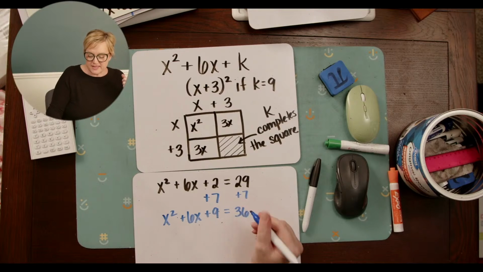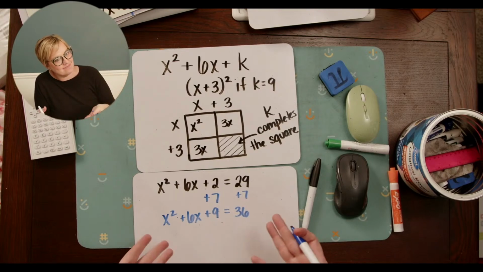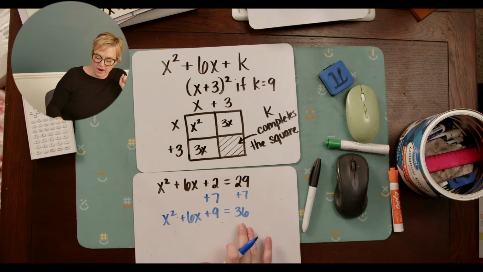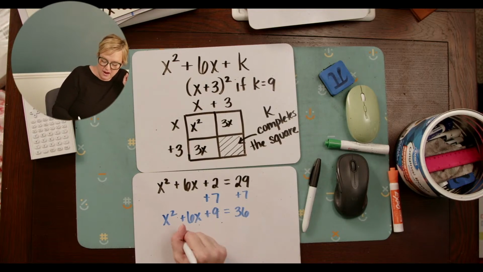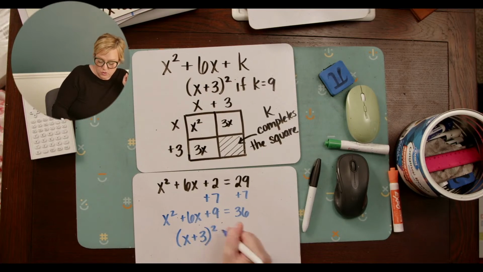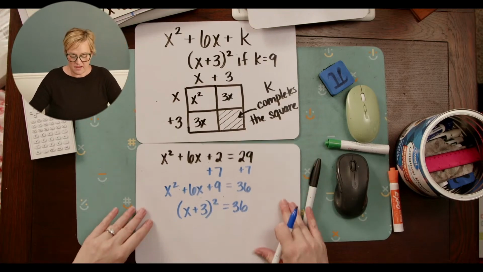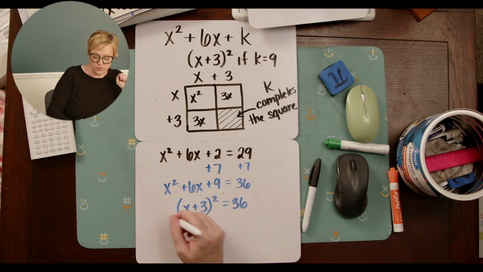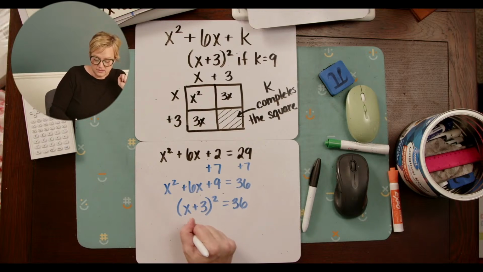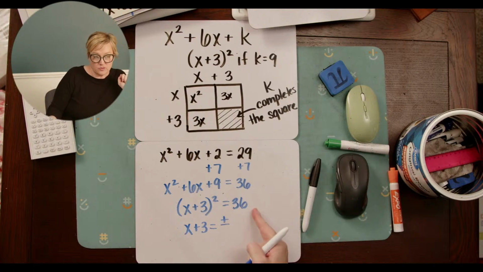Now, the beauty of this problem design is that I made it this way, right? So now I've got a perfect square on both sides. So x squared plus 6x plus 9, I can rewrite that as x plus 3 squared equals 36. And now that I have completed the square, I can take the square root of both sides. So now I have that x plus 3 equals plus or minus the square root of 36, which is 6.